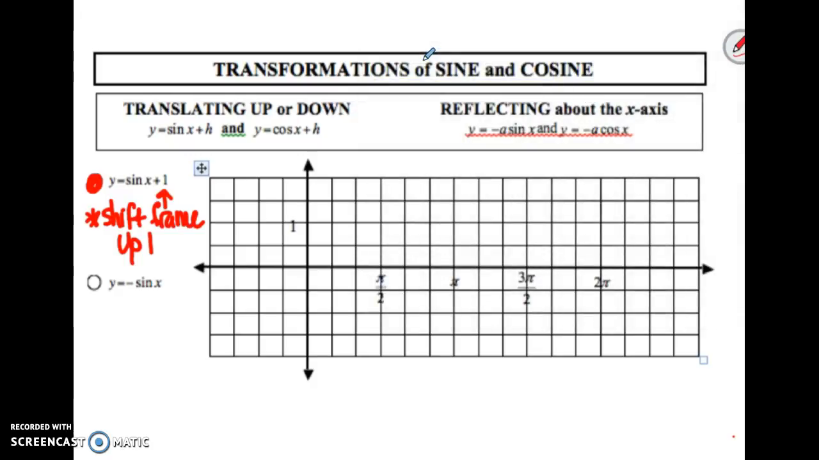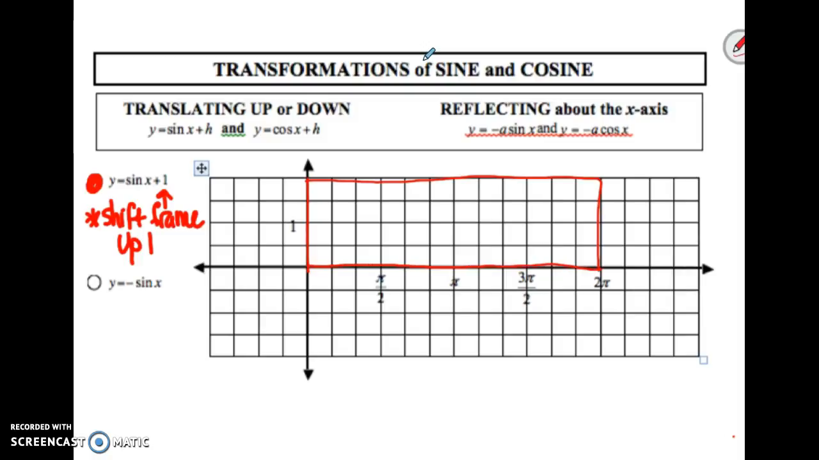So what I'm actually going to do is draw in my picture frame before I even draw any of my points, because once I draw my picture frame and I know the shape of my sine curve, then drawing the points becomes very easy. My picture frame, since I'm shifting it up 1, remember, normally my range is from negative 1 to positive 1. So if I'm shifting my picture frame up 1, now my range is going to be from 0 up to 1. So my picture frame is going to look like this. My domain hasn't changed. That is still going to be from 0 to 2 pi.